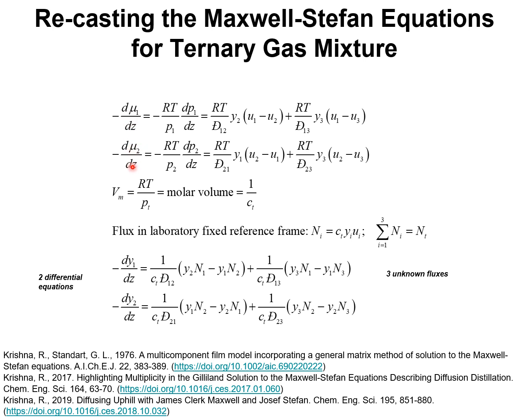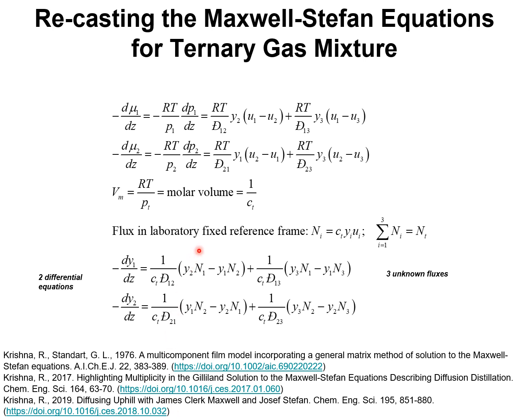For ideal gas mixtures, the chemical potential gradients can be replaced by the gradients in partial pressures, or equivalently the gradients in the mole fractions of components 1 and 2, where y1 and y2 are the mole fractions of components 1 and 2. Let us define the molar volume. V sub m is R, the gas constant, times T, the temperature, divided by the total pressure. That is the molar volume. It is also the inverse of the molar concentration c_t, where c_t is the total pressure divided by RT.